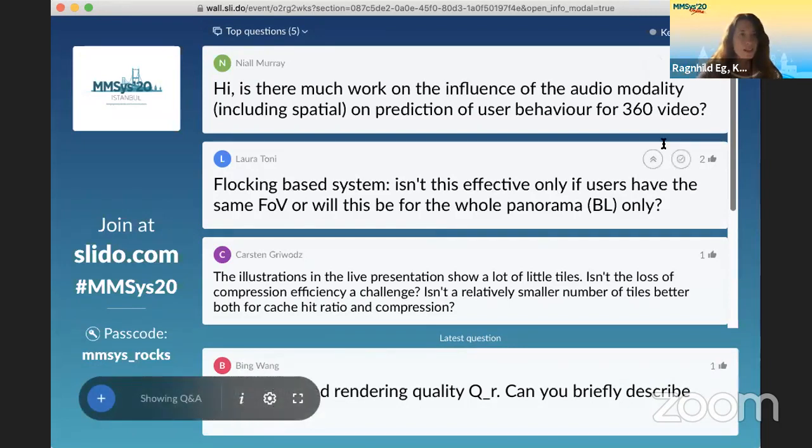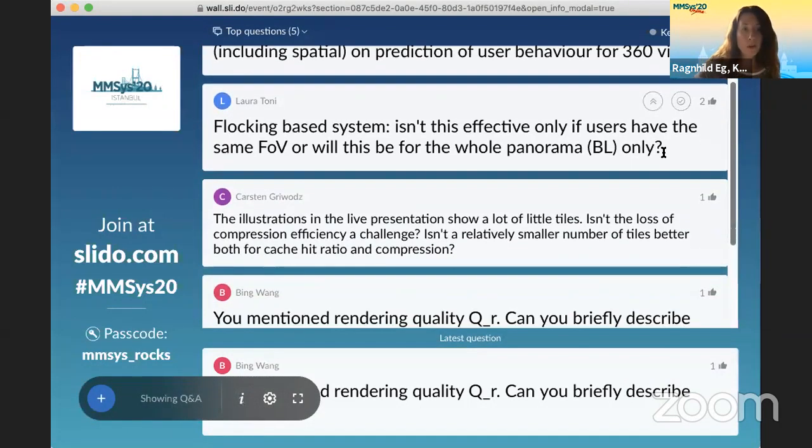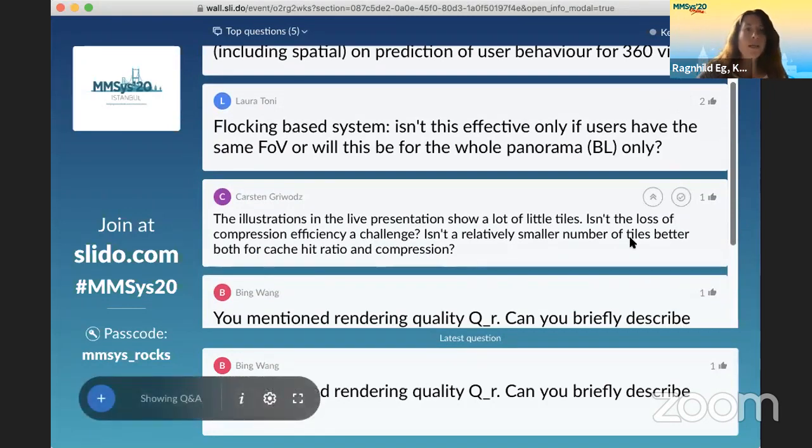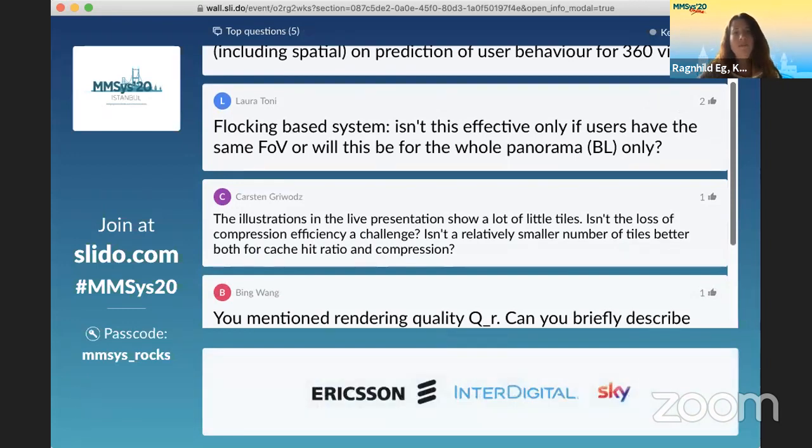The next question is on your flocking-based system. Would it be safe to say that it's effective only if users have the same field of view, or will this be for the whole panorama only?